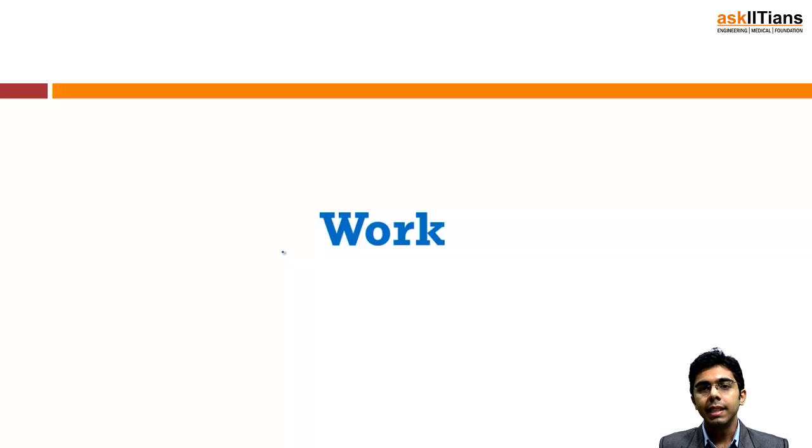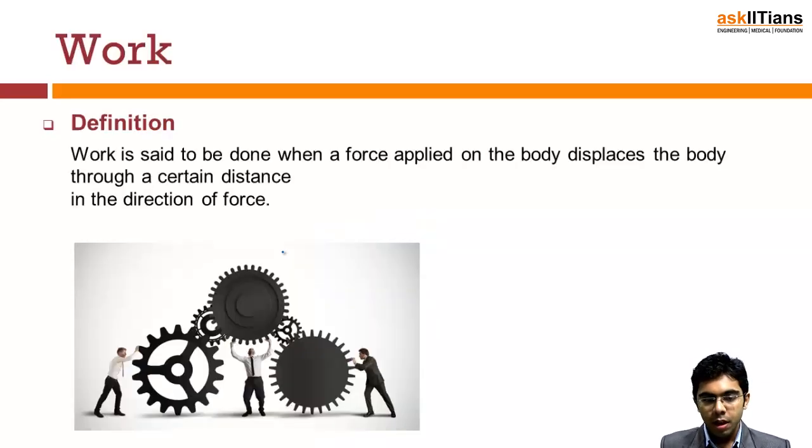Now let's start with the second part, which is called work. As we can see from the figure, these persons seem to be working. Now let's define precisely what exactly work is. Work is said to be done when a force applied on a body displaces it through a certain distance in the direction of the force. We must have done this definition in the junior classes. The details we are going to see in this part.